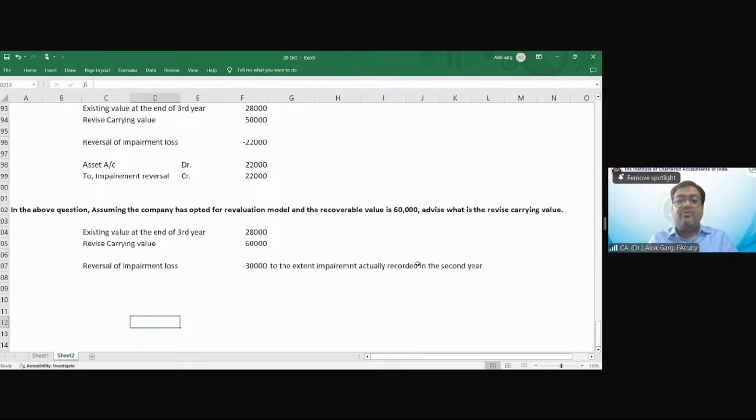तो अब रिमेनिंग 2,000 का क्या होगा? अकाउंटिंग एंट्री. एसेट अकाउंट डेबिट. एसेट तो पूरा डेबिट 60 माइनस 28 से ही होगा. इम्पेयरमेंट रिवर्सल कितने अमाउंट से होगा? 30,000 से होगा. क्रेडिट. To revaluation surplus. Revaluation surplus, OCI. Credit.